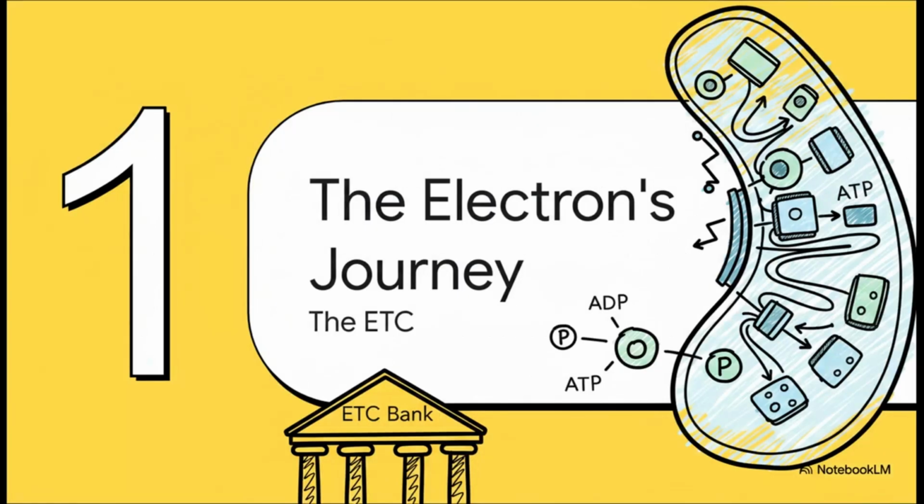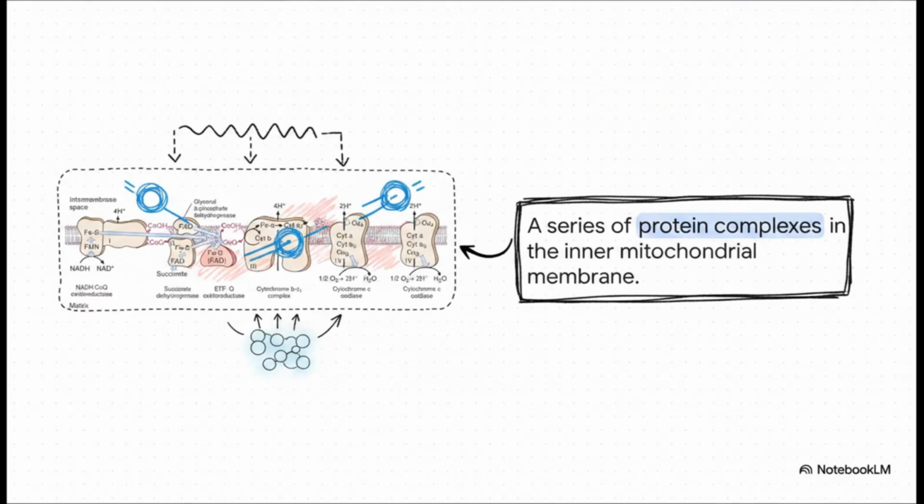And that bank, it's called the Electron Transport Chain, or the ETC for short. This is where all the action happens. And it's set up in a very specific location, the inner membrane of the mitochondria, the powerhouse of the cell. And here is that exact roadmap.